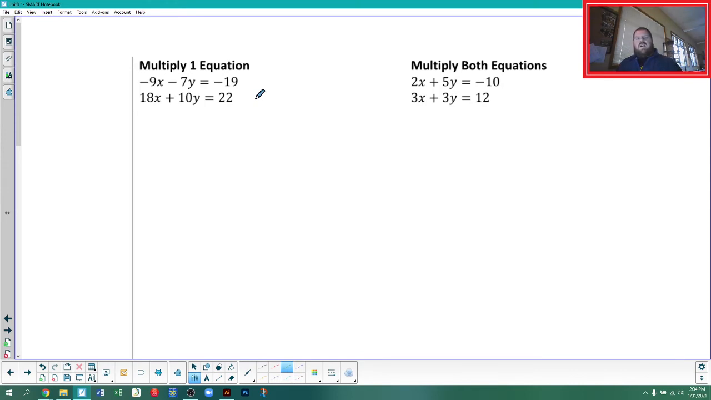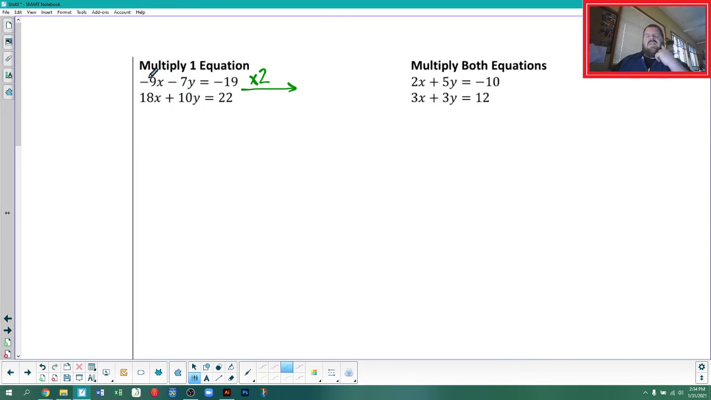But what do I want to get rid of? Obviously, I don't have any numbers between x's and y's that are the same, so I can't just add or subtract. I'm going to have to do something first. And what I'm going to do is multiply everything in one of the equations to make one of my numbers match up. I'm going to take the top equation and multiply everything by 2. The way that I keep that straight in my work is I put it on top since I'm multiplying the top.